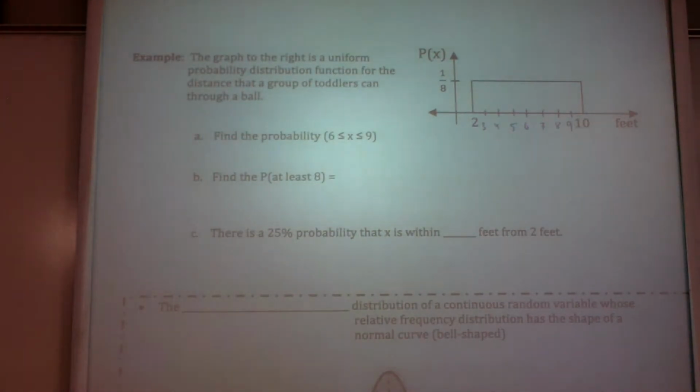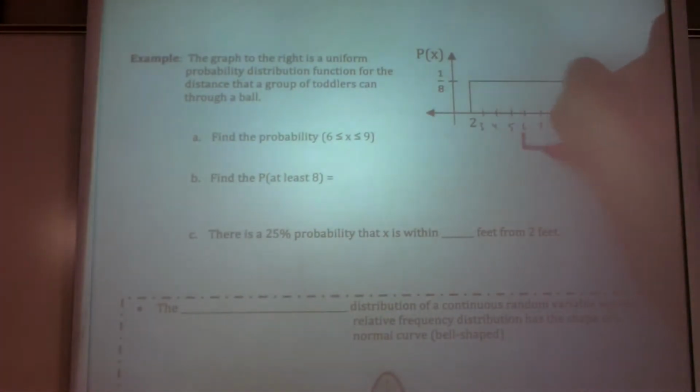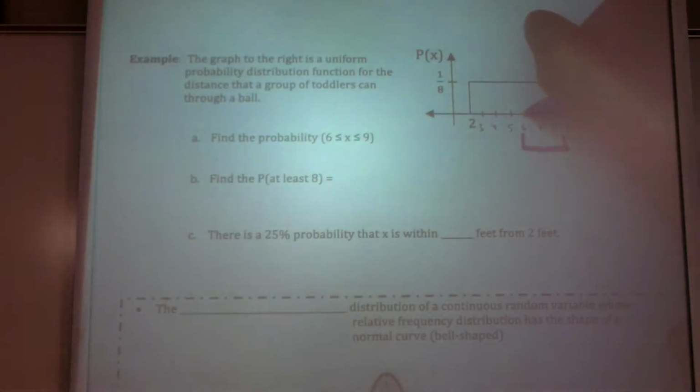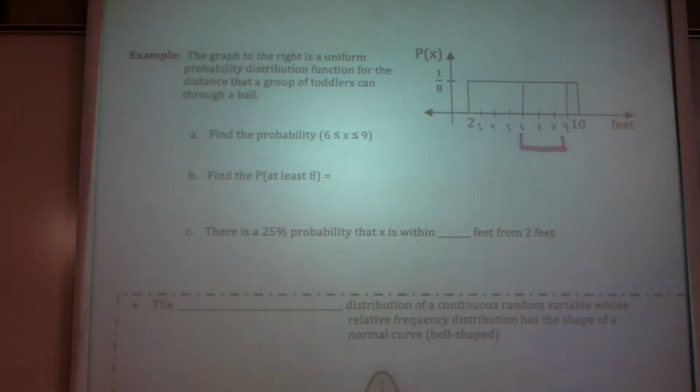Now what we're asking here is what's the probability that the toddler will throw it between 6 to 9 feet. And notice here we're using greater than or equal to 6. That means we're including 6. And it's less than or equal to 9, so we're including 9. So we're saying what's the probability it's going to be in that distance that the toddler throws it.